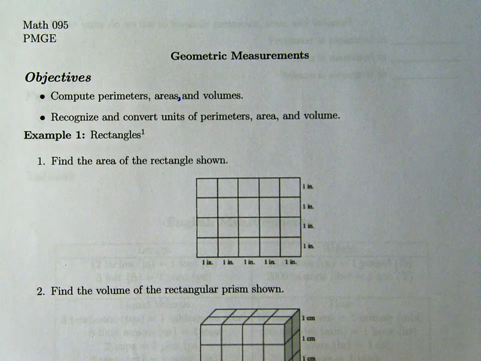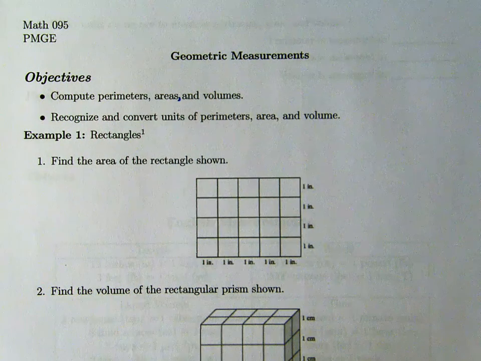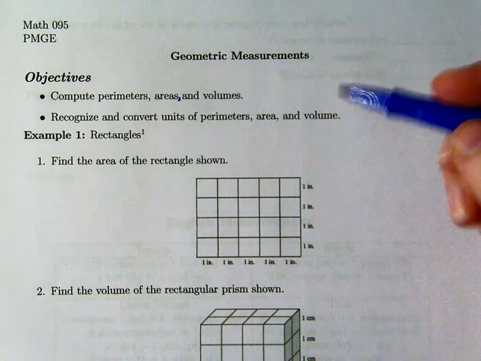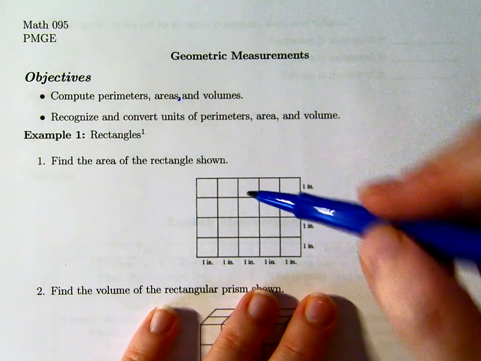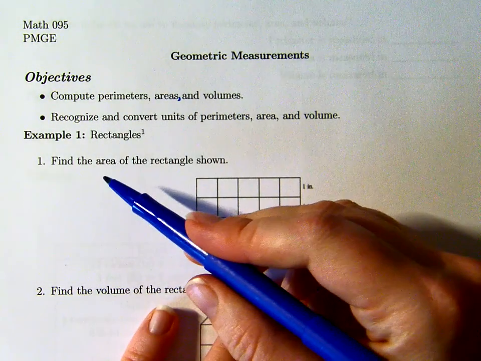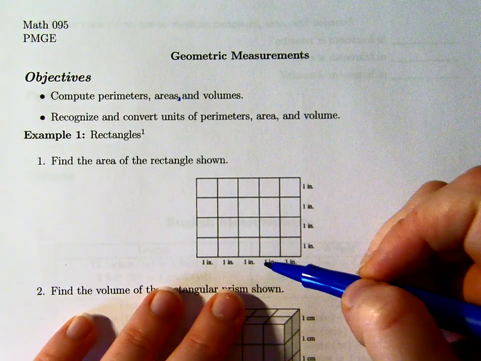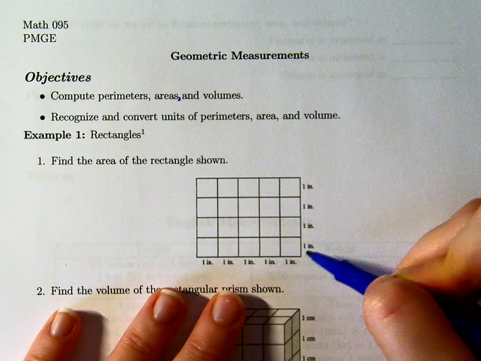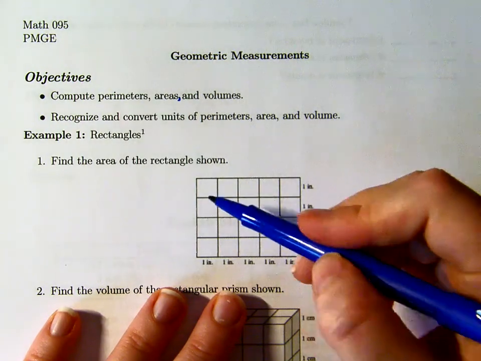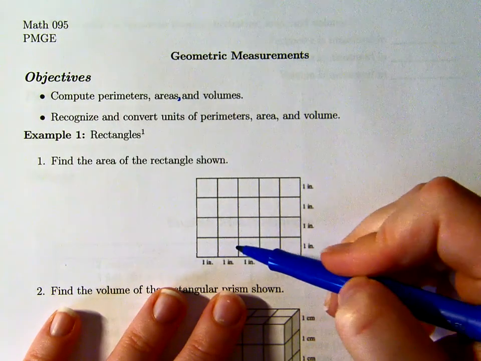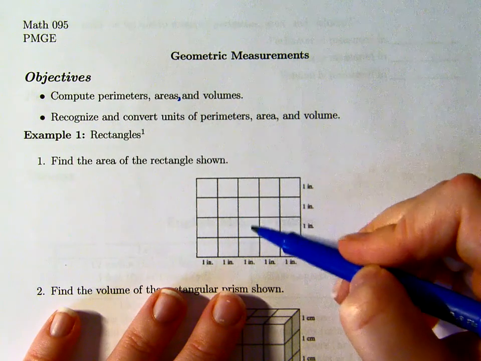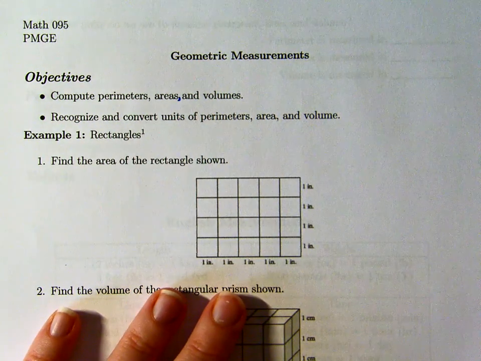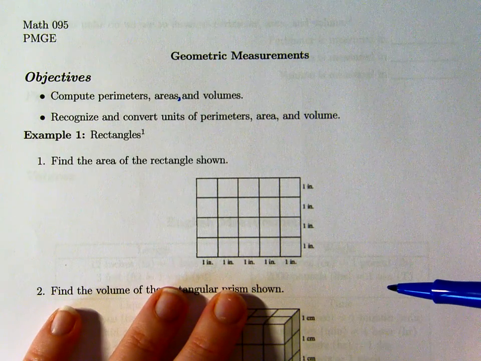find the area of the rectangle shown. This is a great image from your textbook that I put in here. So let's see, the area. Now we have to remember that the area is how much it covers, everything inside. So there are 1, 2, 3, 4, 5, 6, 7, 8, 9, 10, 11, 12, 13, 14, 15, 16, 17, 18, 19, 20. There are 20 squares.